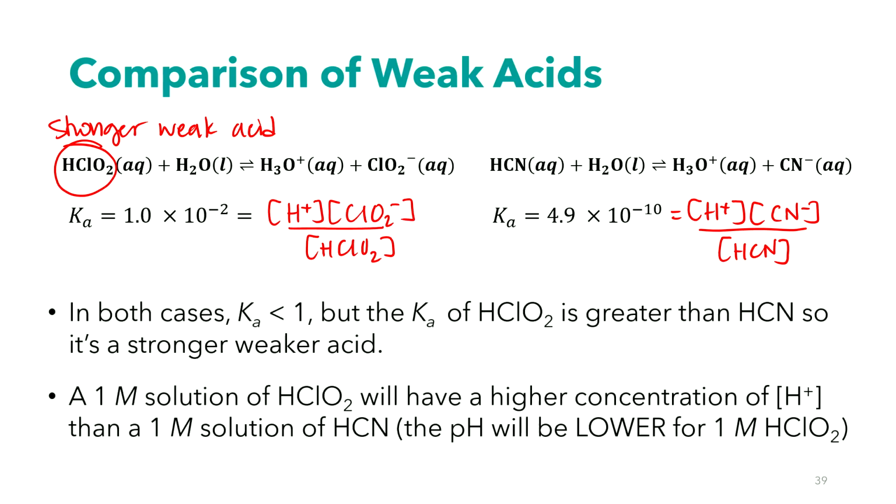Okay? So again, in both cases, we have very small Kas. So reactants are favored. Most of this doesn't dissociate. Okay? But because HClO2 has the larger Ka, it is a stronger, weaker acid. In other words, if I had the same concentration of these two acids, HClO2 is going to have the higher concentration of H+ and be more acidic. Okay?